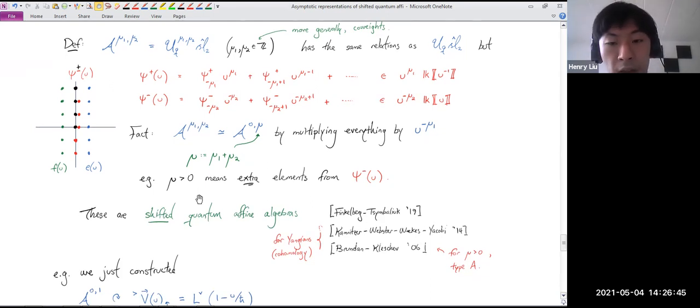The shifting goes back all the way to 15 years ago, where it was first introduced in certain specific cases. Here for the cohomological analog of all the stuff I've said. So for Yangians, and also in type A. And then later works successively generalized this to, I guess, arbitrary mu, to the K-theoretic setting of quantum affine algebras.